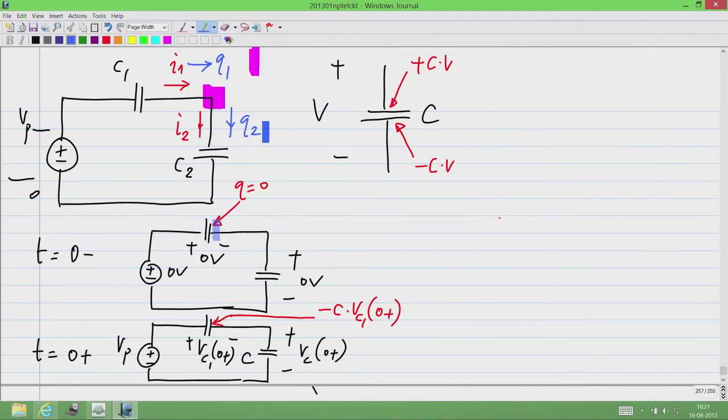So, the charge on this plate has changed from 0 to minus C Vc1 of 0 plus. Similarly, let me write down the charge on the other capacitor. The charge on this plate originally before the step will be 0 and just after the step will be C times Vc of 0 plus, that is plus C times Vc of 0 plus.